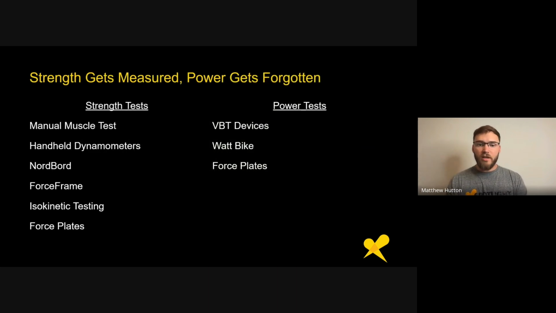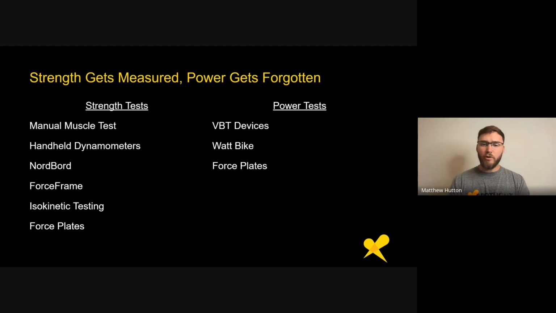So, like I said, strength tends to get measured, and there's all kinds of different devices that are measuring strength, whether that's manual muscle testing with just without any equipment and no objectivity, progressing that up to handheld dynamometers. And of course, there's all kinds of different brands and companies that are making different devices. But you get into some of these more advanced products like the Nord board or the Force Frame. There's the gold standard for ACL clearances, which is the isokinetic testing. And then lastly would be the force plates.